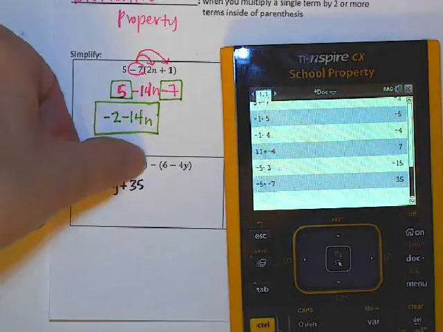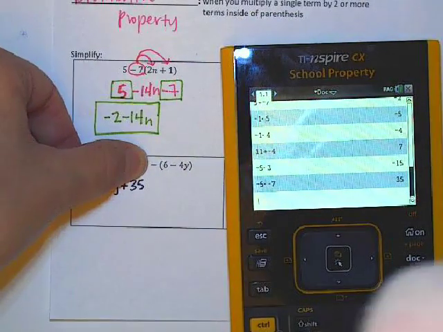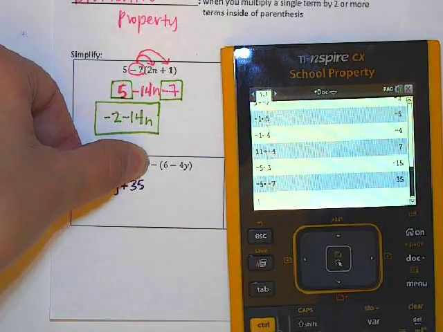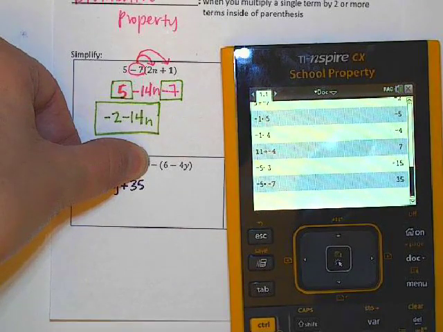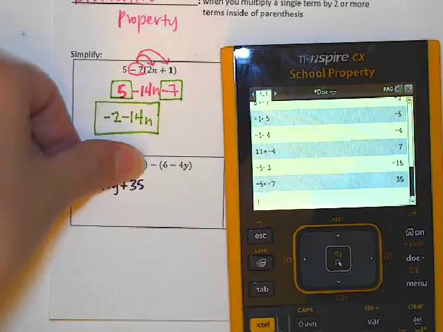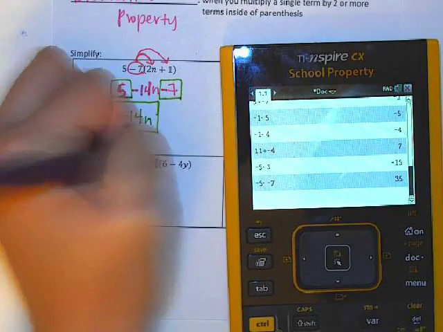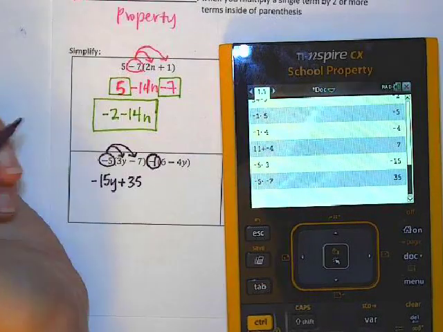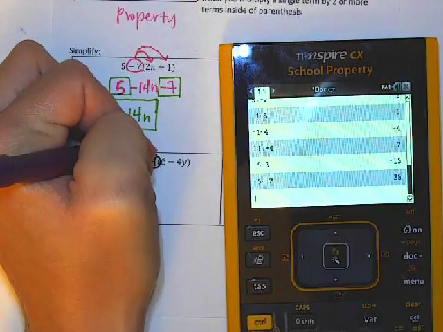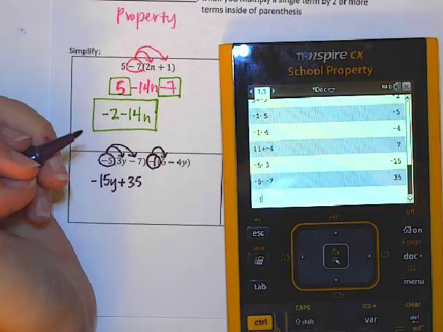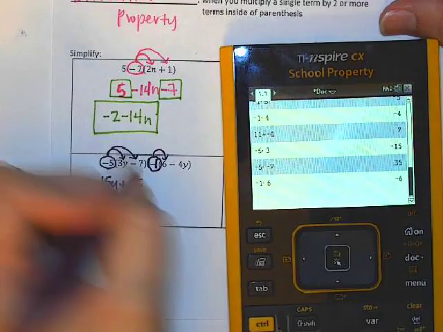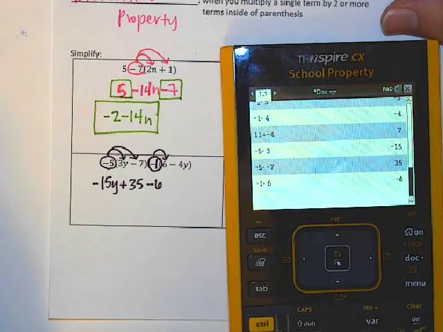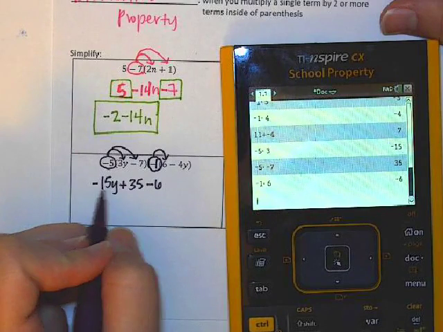Yes. Now I'm looking at this part. How do I get rid of this? The 1. Good. I got to put a 1 out there. Is it a positive 1? No, I'm going to distribute a negative 1. So negative 1 times 6 is minus 6, and I'm going to write it right behind that 35. Still in the same problem, so I'm going to keep the line going.